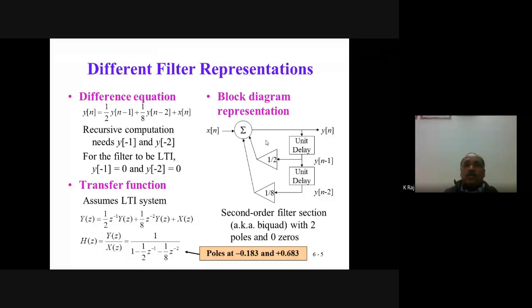Now, if we see the order of this filter, since there are two energy storing elements, or we can say there are two delays, we can say this is a second order system, having two poles and no zeros.